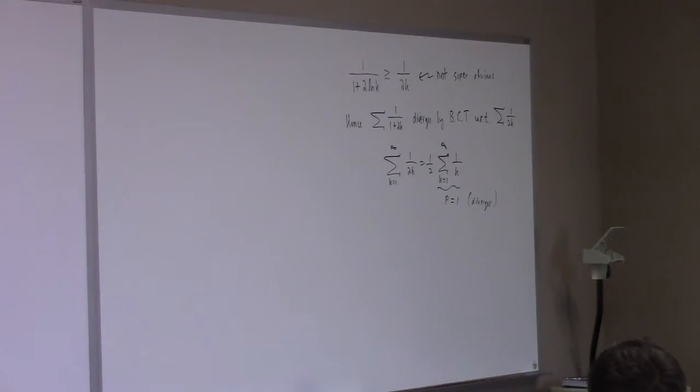Is it 1 over 1 plus 2k less than 1 over 2k? Less than? I hope not, because I need something smaller that diverges, if I'm going to say it diverges by basic comparison test. Is 1 over 1 plus 2k smaller than 1 over 2k? Because you're adding a 1 to the denominator.